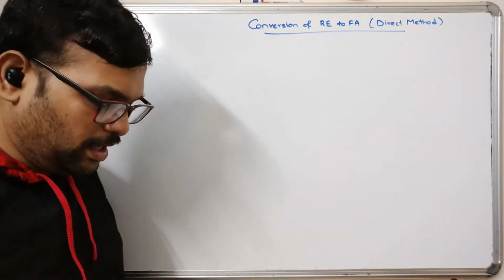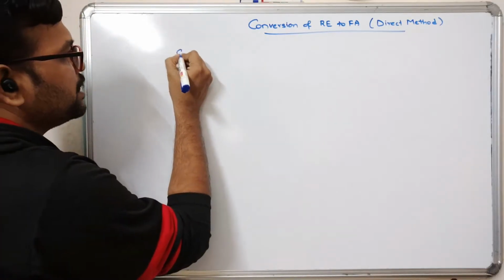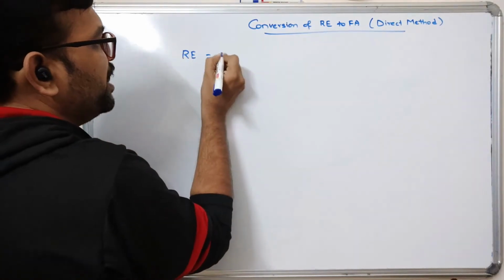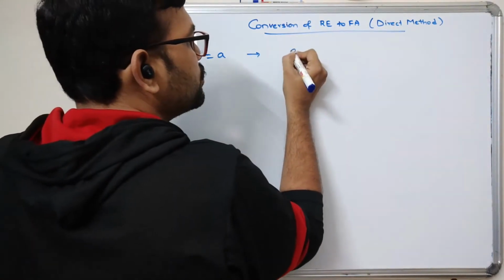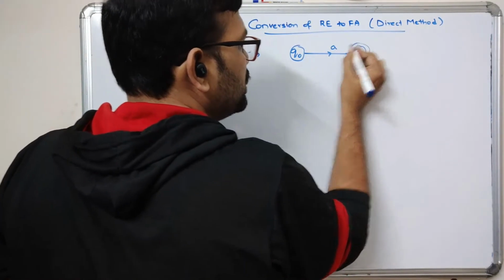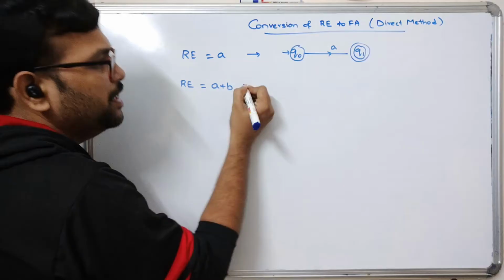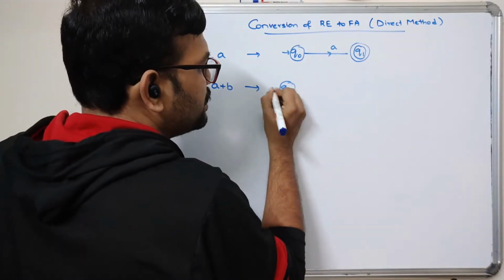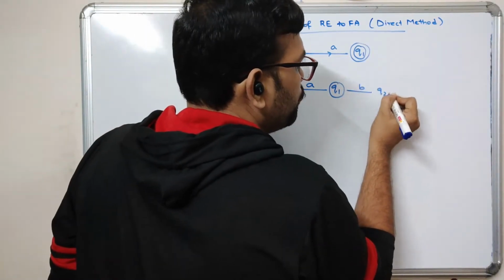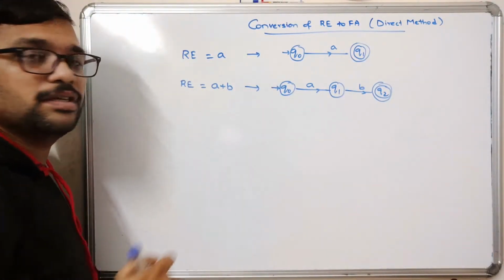Before going to this, let us see the finite automata for simple regular expressions. First, let us take the regular expression RE equal to A. This can be represented as Q naught, upon A it moves to Q1. So this is the finite automata for A. And if RE is equal to A plus B, then Q naught upon A moves to Q1, upon B it moves to Q2. So this is the simple finite automata for the regular expression A plus B.